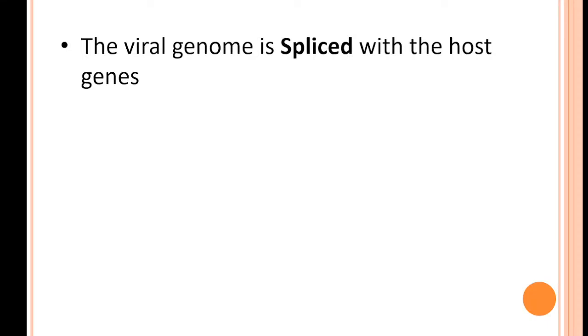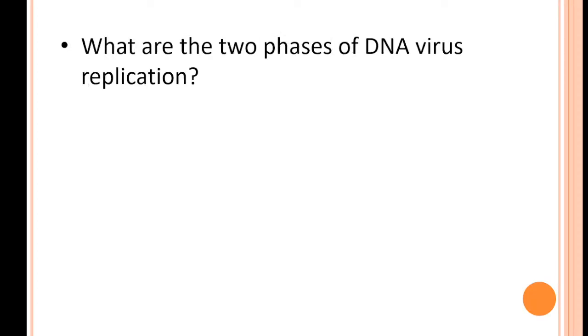Splicing means mixing, or rather replacing a certain segment of the host's gene with the viral genome. Okay, because the viral genetic material is extremely small compared to its target host cell. All right, so I hope you guys understand the basics of splicing.